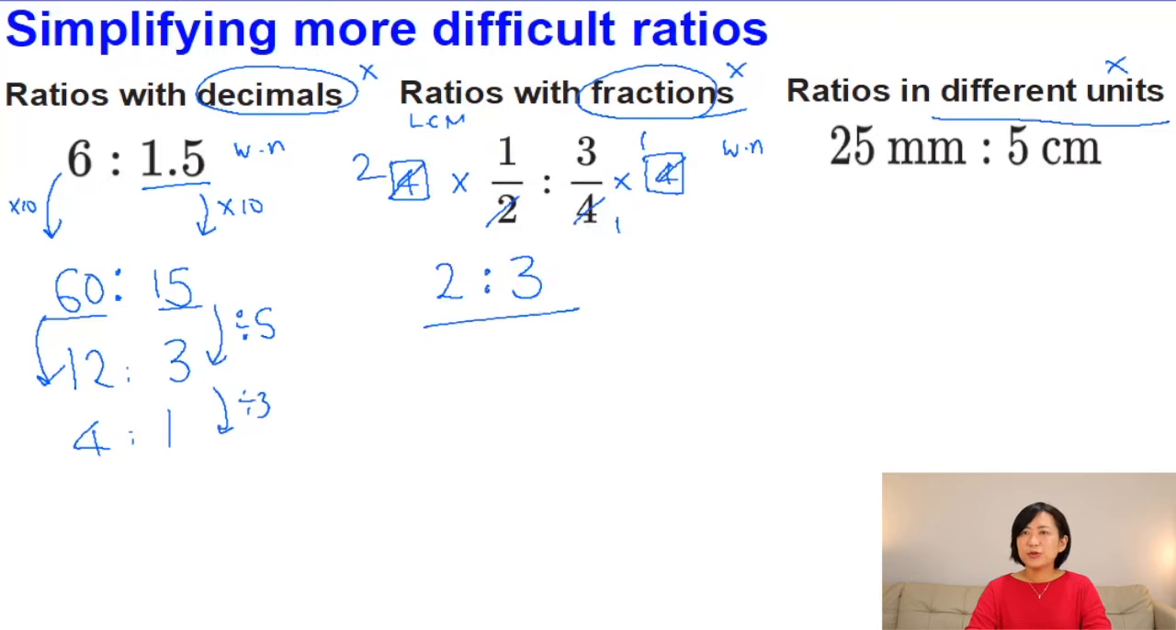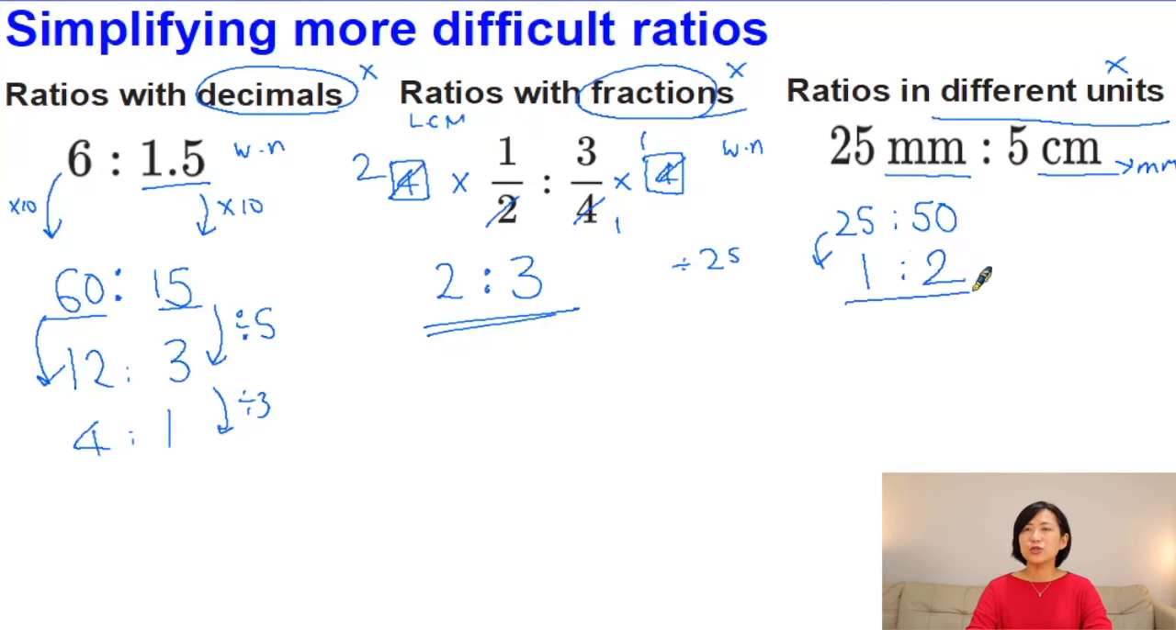Then let's move on to the next one. Here you've got different units. You've got millimeter and centimeter. You can't have different units, so let's change centimeter to millimeter. So 5 centimeter is 50 millimeter, and then you can simplify it. Divide by 25 directly, and you get 1 to 2.